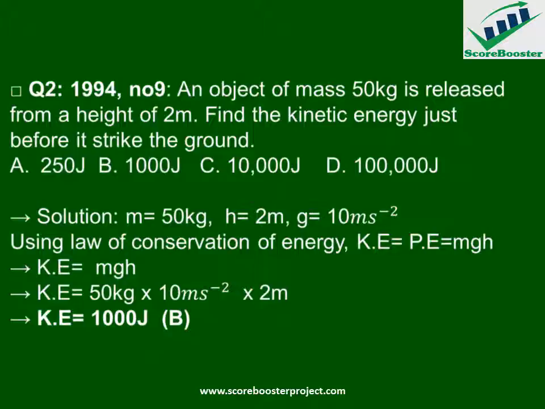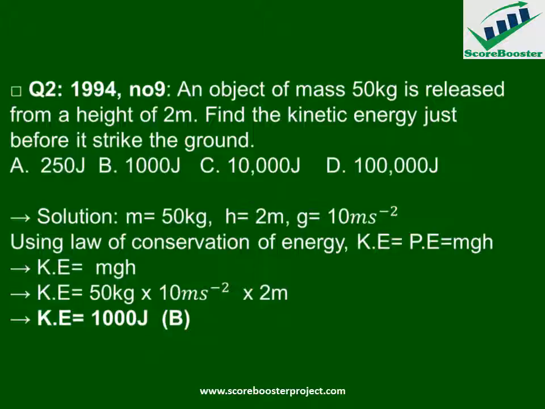Now on to solution. The first thing is to write out the given parameters. That's the first step. From the question, you are given mass m to be 50 kg. Then height h equals 2 meter. While acceleration due to gravity g is a constant and is always equal to 10 meter per second square. Now using the law of conservation of energy, we can say kinetic energy KE equals potential energy PE, which is equal to mgh.